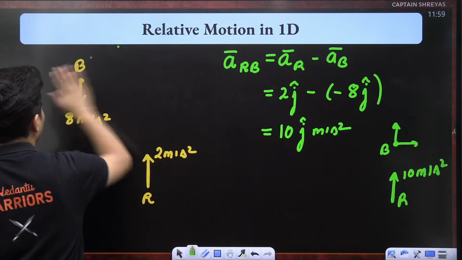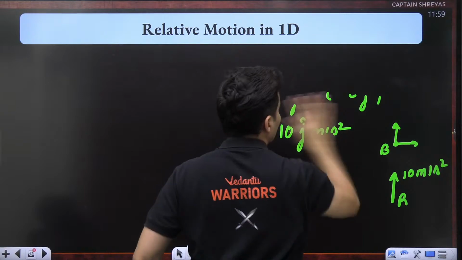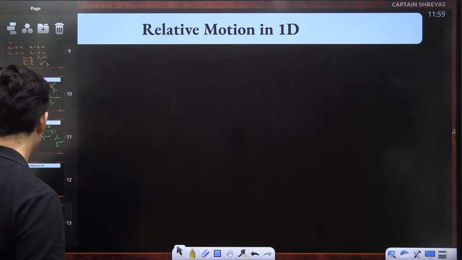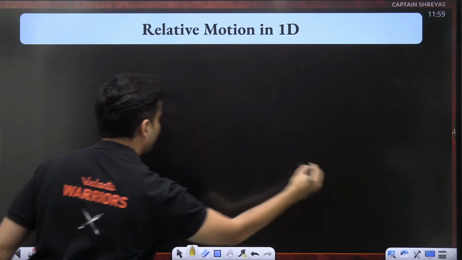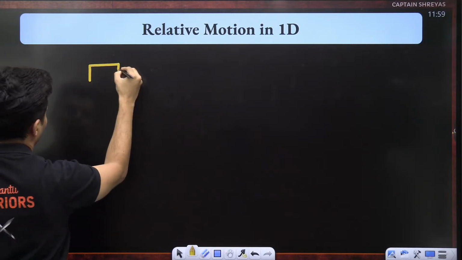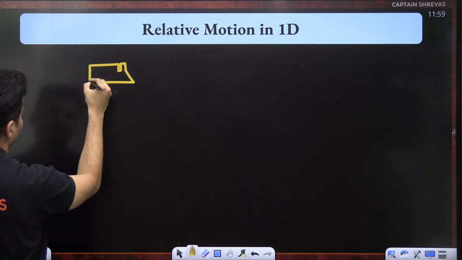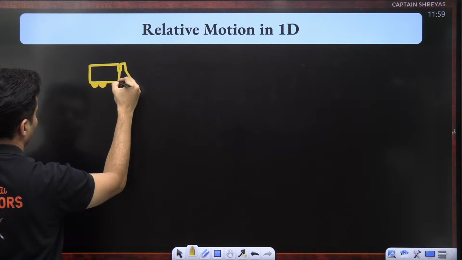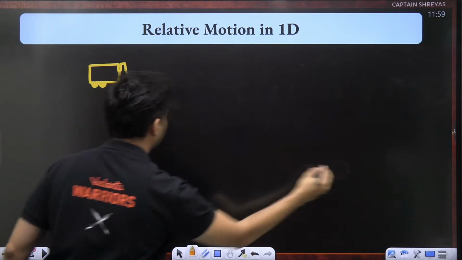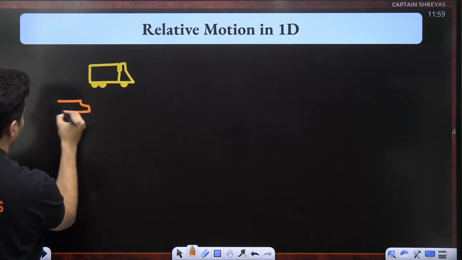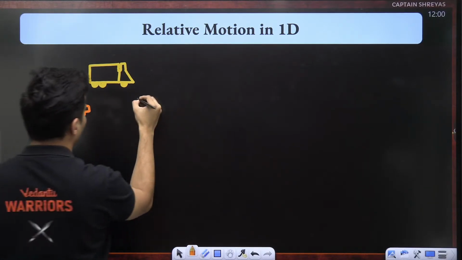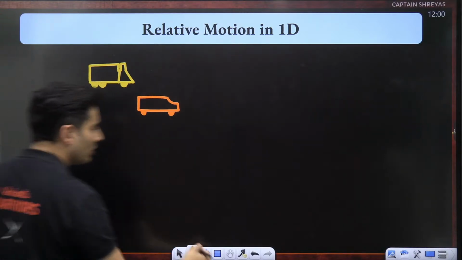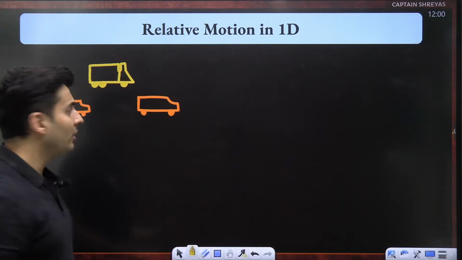Also, you should realize that whenever you solve some chasing problems, crossing problems, etc., say for example, you have a truck and maybe there is some car or some bus over here, and that bus has to overtake this particular truck, right? So you usually do such questions with a concept of relative motion.